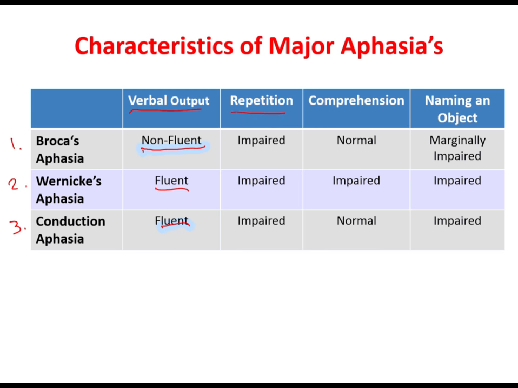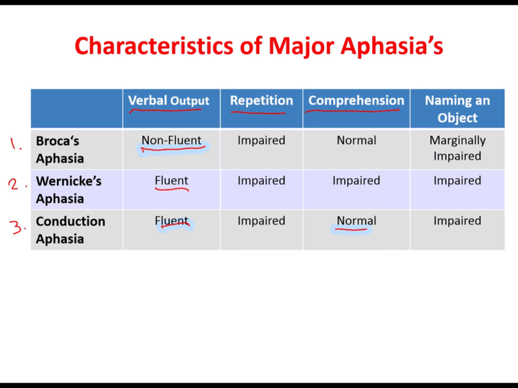Next, we have repetition. Repetition, repeating a word that has been heard, is impaired in all three of these cases. As far as the comprehension, in Broca's aphasia, it's normal. In Wernicke's aphasia, it's impaired. And in conduction aphasia, it's normal.